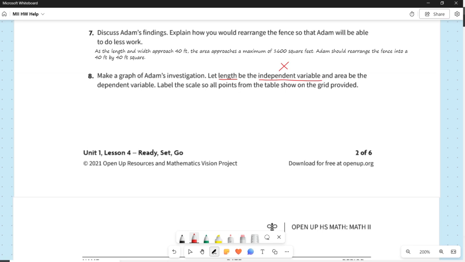If you're talking about a function, the independent variable is the input of that function, commonly x. And then area is the dependent variable, which is going to be y. Again, if you're talking about a function, it is the result of evaluating the function. You plug in an x and you get y. So length is going to be independent, area is going to be dependent. Label the scales so all points from the table show on the grid provided.